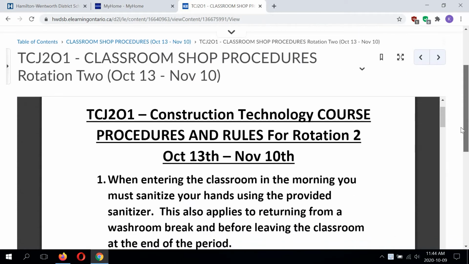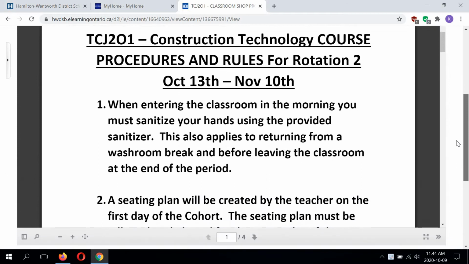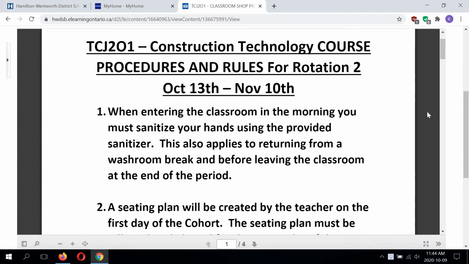Now, this is basically a condensed list of a lot of the school rules that are in place currently with some shop procedures added into them. So I'm going to be reviewing this point by point. It goes up to about 12. And we're going to start with the very first one that you're going to be exposed to when you get here, which is entering the classroom.